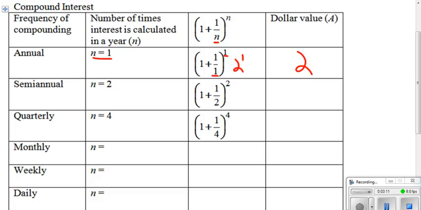So let's say that they check it semi-annually. That means it was checked twice, once at the middle and once at the end, probably. So we would plug 2 in at our n value at the bottom here and for our exponent. 1 plus 1/2 would be 1.5 to the 2nd power, or squared. So at the end of that year, you would actually have $2.25. So it's actually better if they check it more times.